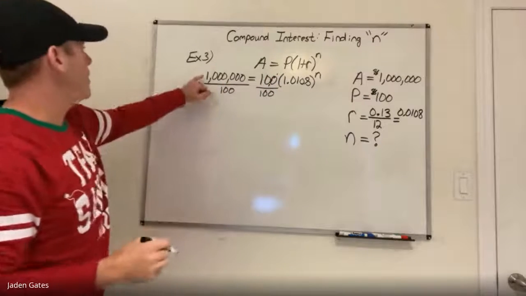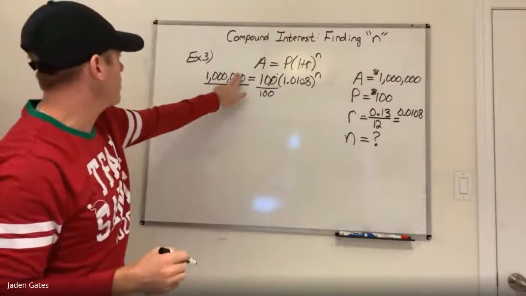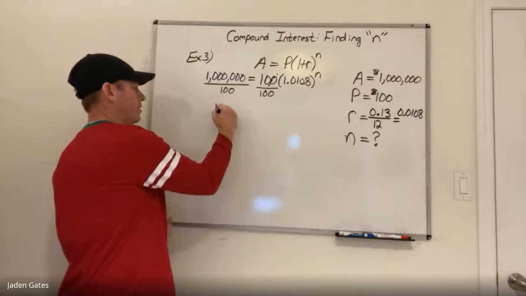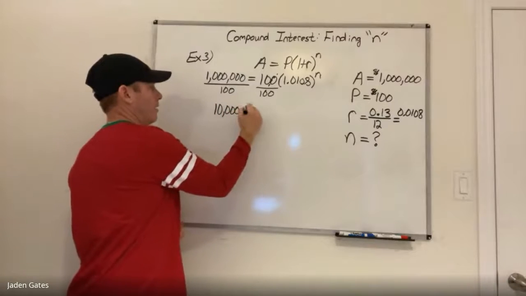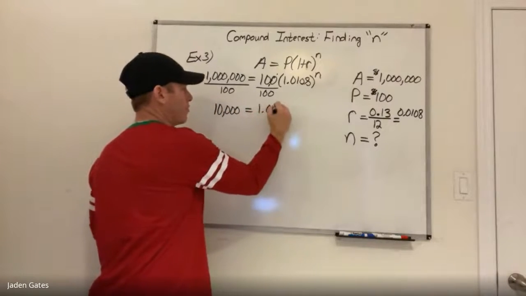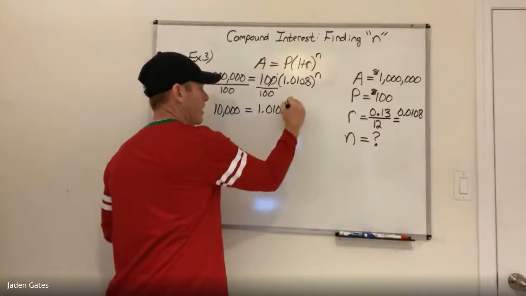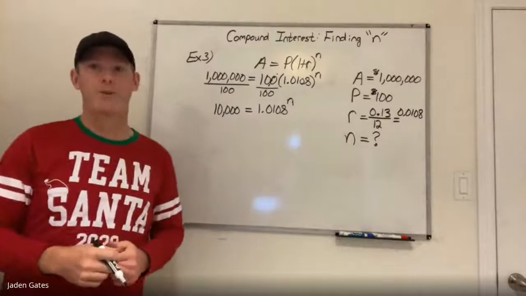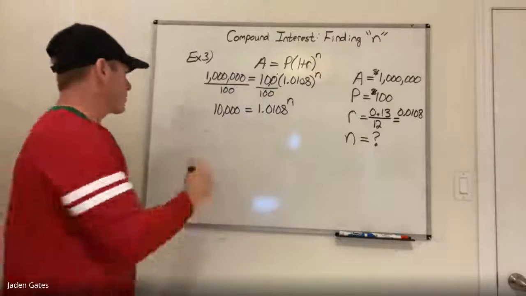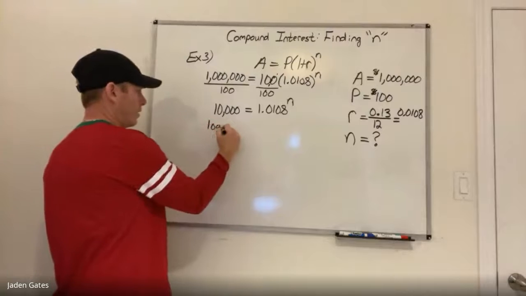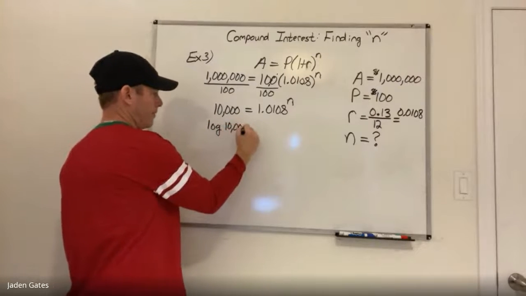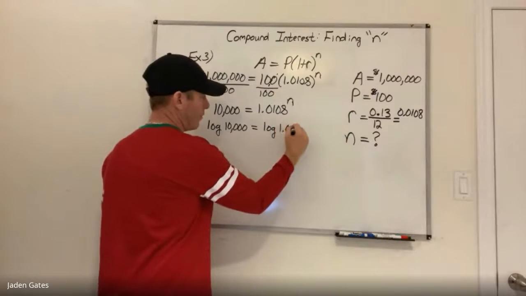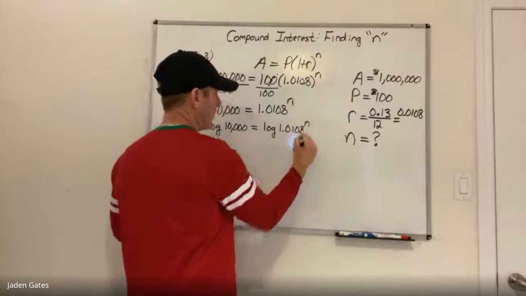Now, if I take a million divided by 100, I think I just knock off 2 zeros here. And so I end up with 10,000 is equal to 1.0108 to the power of n. All right, now we've been at this spot 3 times now. I'm going to take the log of both sides. So take the log of 10,000. I'm going to take the log of 1.0108 to the power of n.